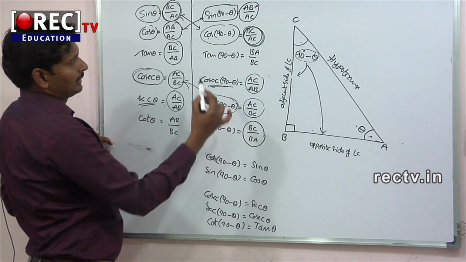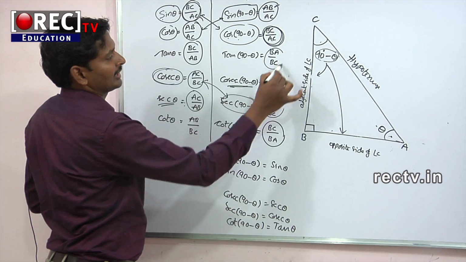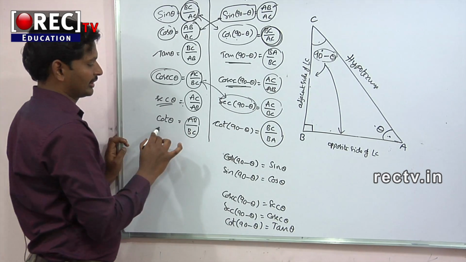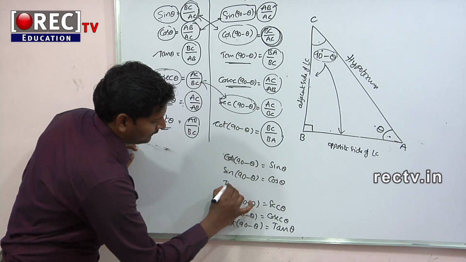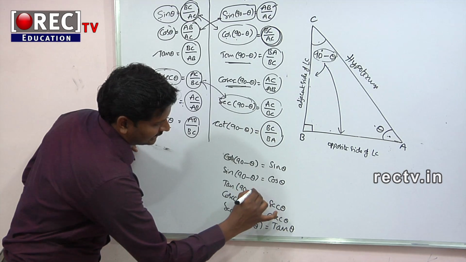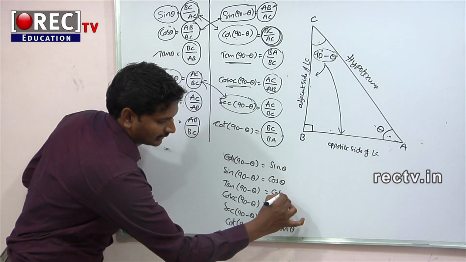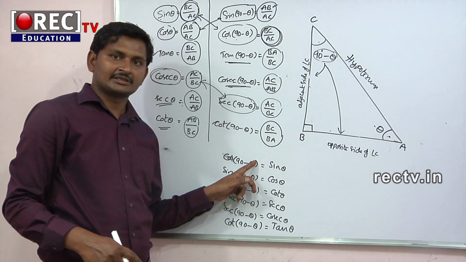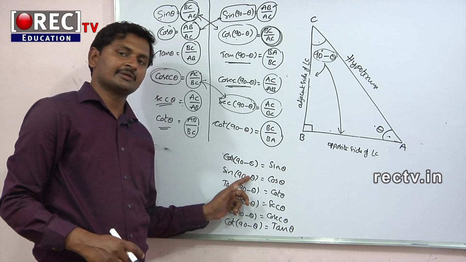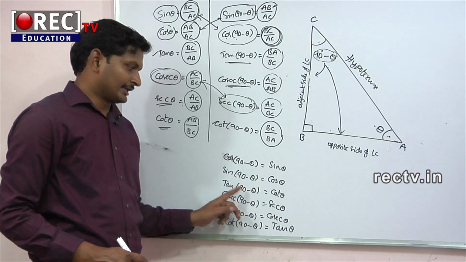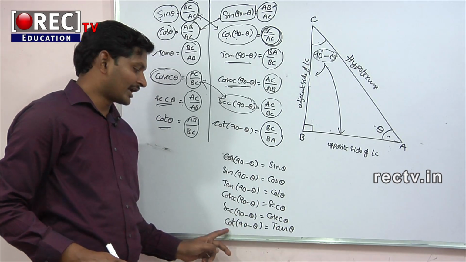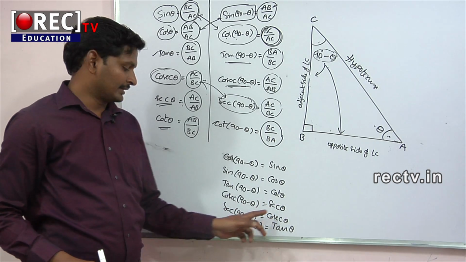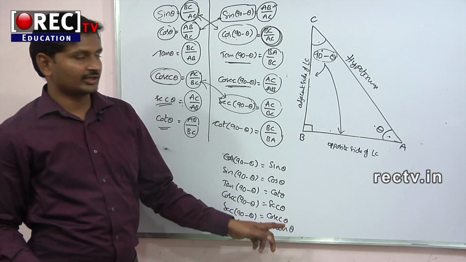And the last one, tan. Here tan 90 minus theta is BA by BC, equal to BA by BC. So tan 90 minus theta is equal to cot theta. That means cos 90 minus theta is sin theta and sin 90 minus theta is cos theta. Tan 90 minus theta is cot theta, cot 90 minus theta is tan theta. Cosecant 90 minus theta is equal to secant theta, and secant 90 minus theta is cosecant theta.